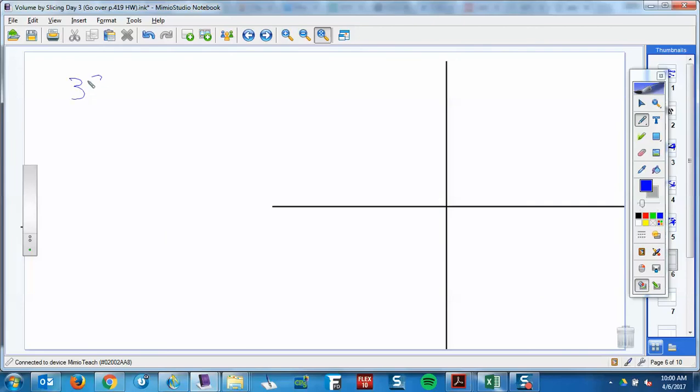So we want to do a similar thing for 39. 39 says we want to verify that a sphere has the volume 4/3 pi r cubed. So how could we create a sphere? What could we revolve to create a sphere?